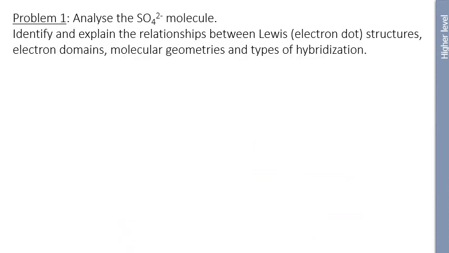So as a final problem, I want you to analyze the sulfate molecule. And in terms of analysis, I want you to identify and explain the relationships between the Lewis electron dot structure, the electron domain, the molecular geometries, and the types of hybridization. So it's basically using all the ideas that we've learned in structure and bonding and incorporate that into an analysis of this particular molecule. So we're looking at the atomic orbitals, hybridization, also ideas around both stable Lewis diagram, formal charge, concepts like that. Okay, so that's your mission.